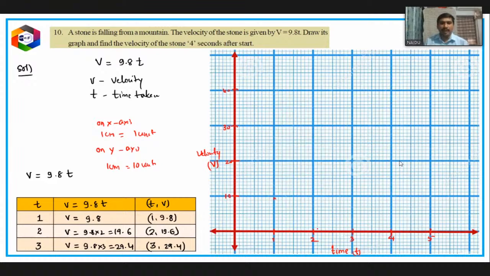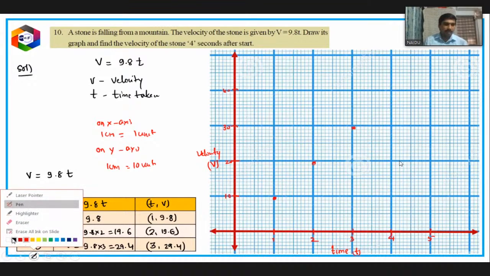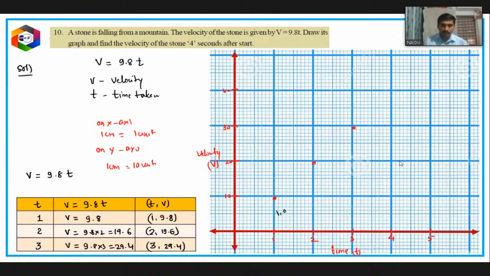And now 2 comma 19.6. This is 10, after that 20. 10 lines are there, observe. That means one line represents 1 unit. 11, 12, like that. 19 after, and between 10. So this is 19.6, this is 9.8, and this is 29.4. After 29, again 30 between. Is it clear, children? So these points I'm plotting, observe carefully: 1 comma 9.8, 2 comma 19.6, and 3 comma 29.4.